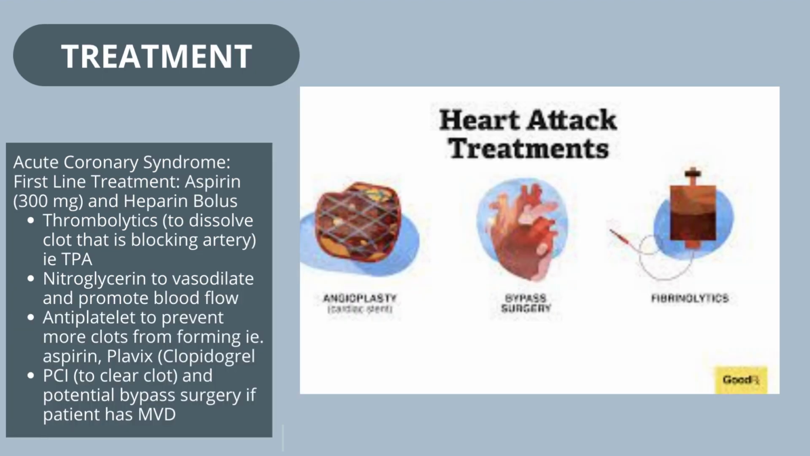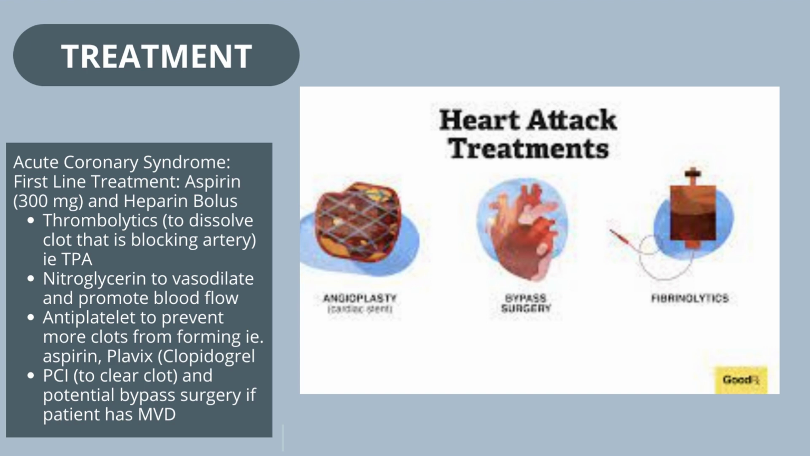As for treatments, the first line of treatment for any of the three acute coronary syndromes is aspirin. Usually we will give 300 milligrams, and most of the time physicians will say to chew it because the mode of action will be faster for the patient. So they'll get that antiplatelet effect faster.